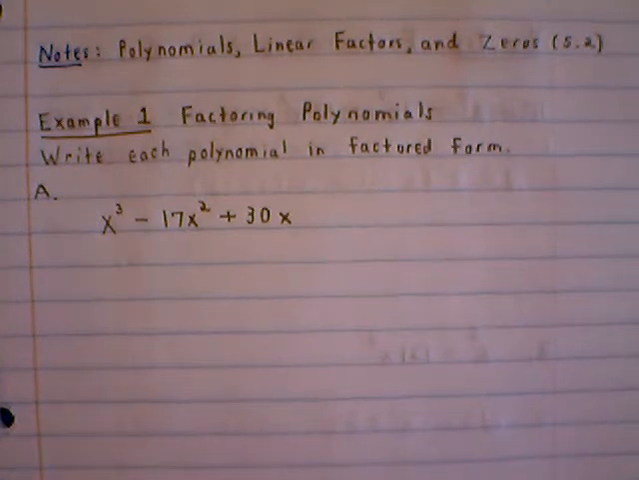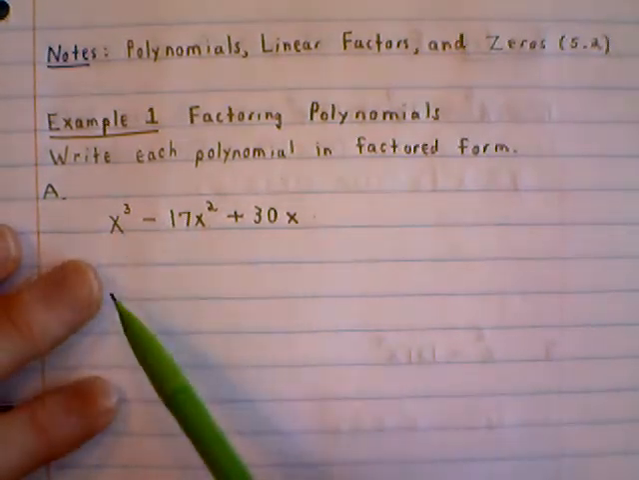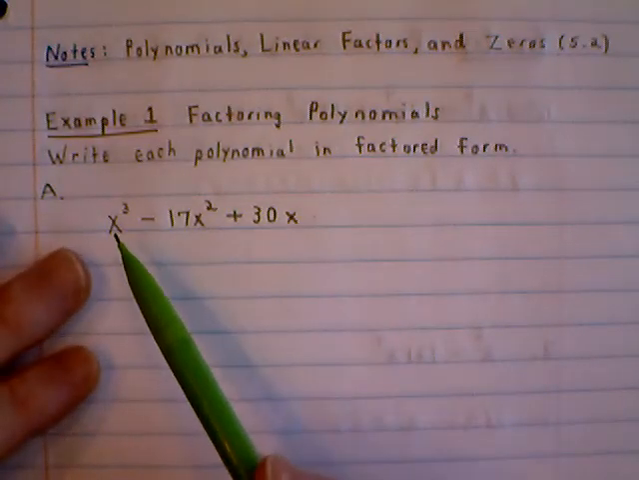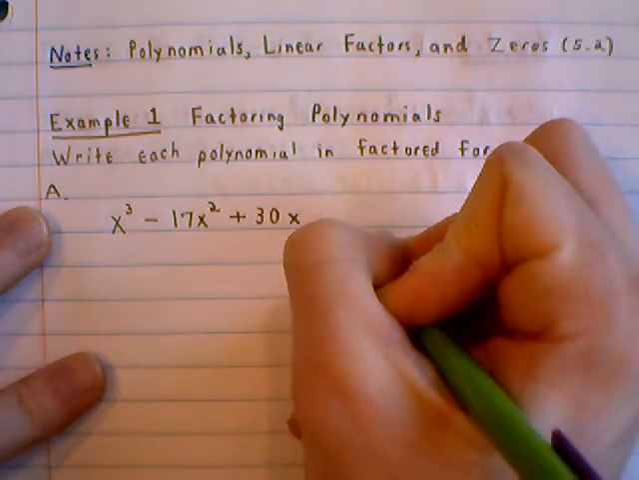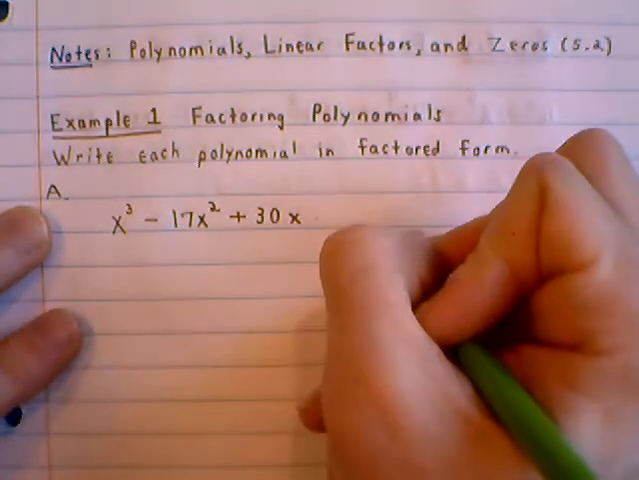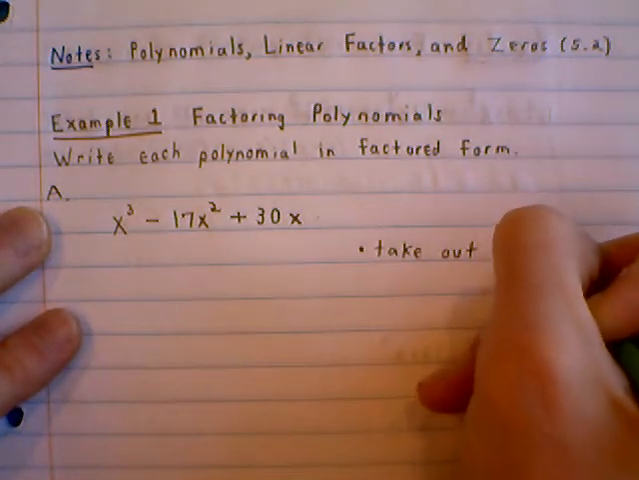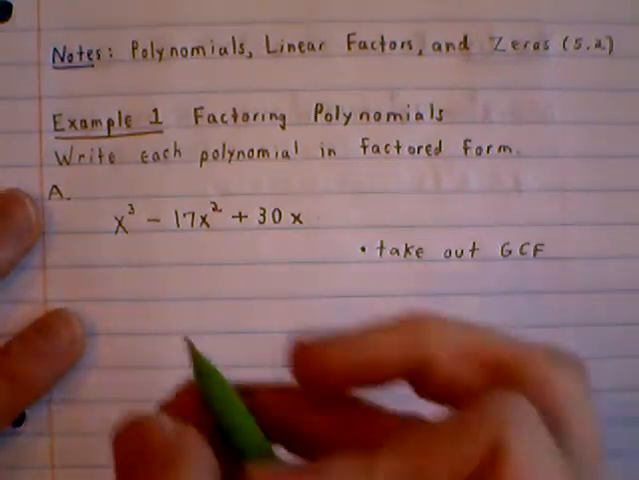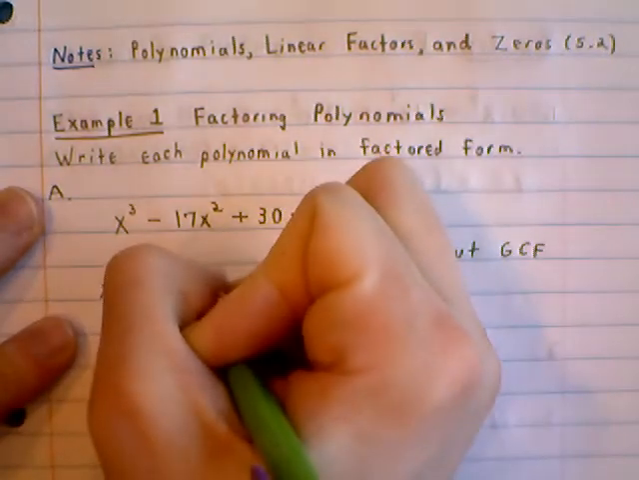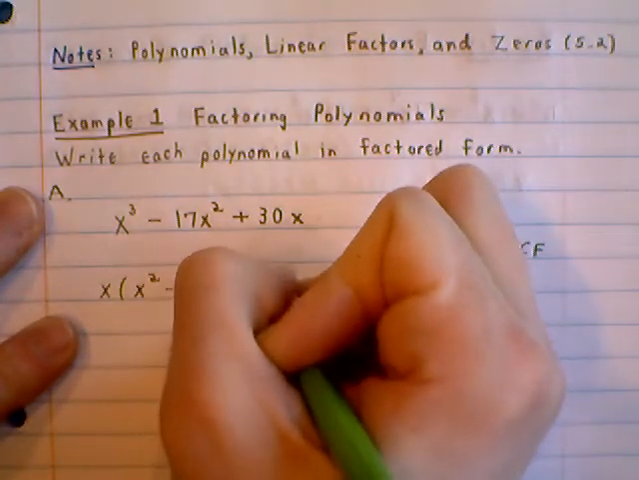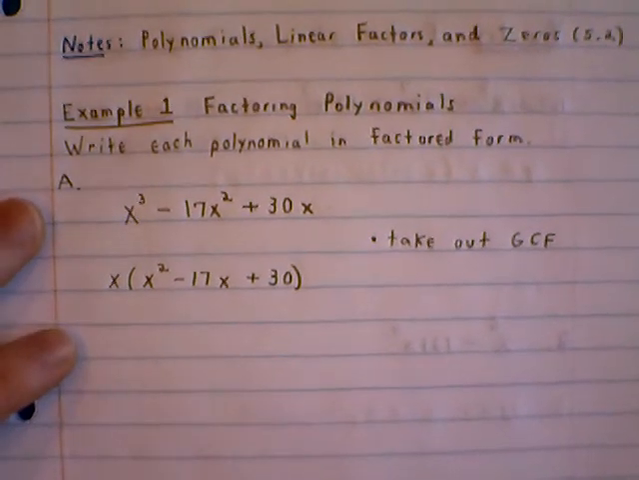All right, so the first thing we're going to do is look through our polynomial and strategize. Just make some observations. The first observation that I see is all the terms have an x. So our GCF is x, and we can take out a GCF. We're going to divide x out of all the terms. If I take an x out of all the terms, I'll have x times x squared minus 17x plus 30. Just reduce the number of x's in each term by 1.